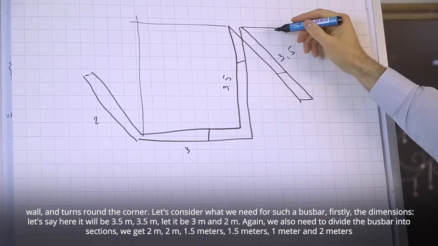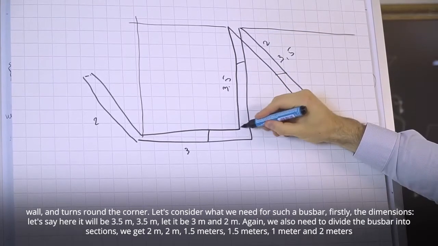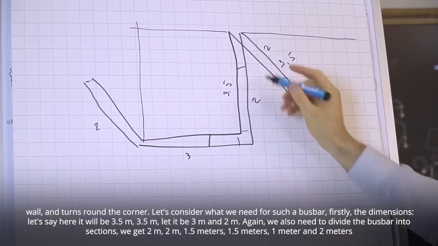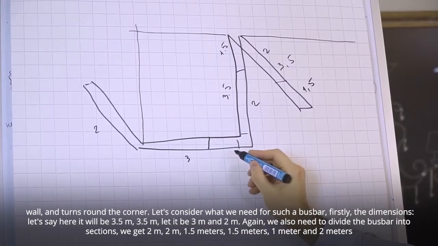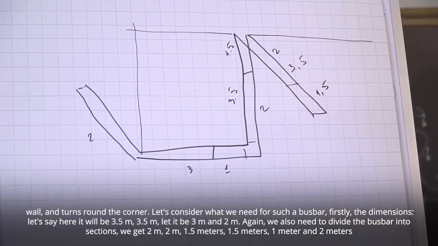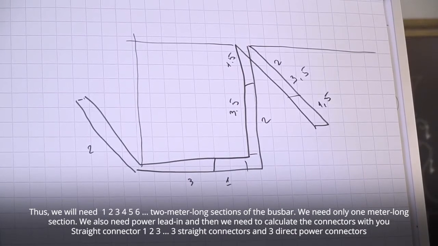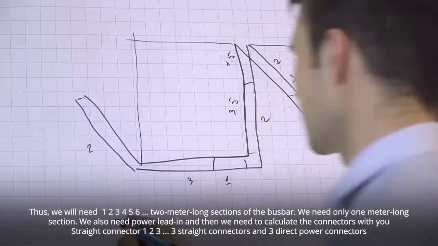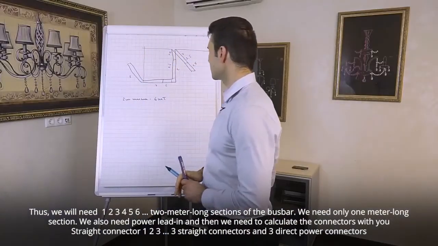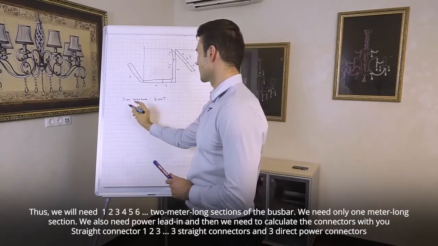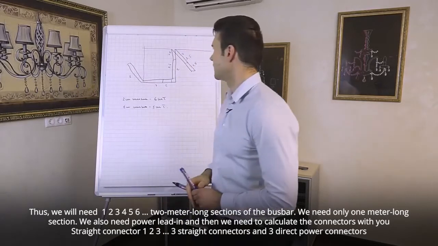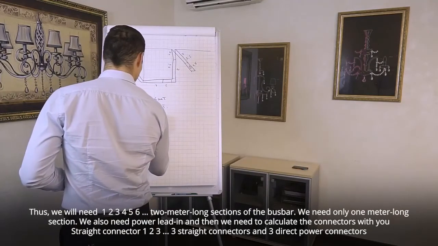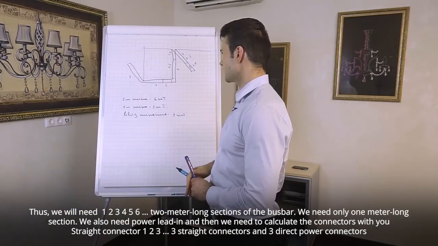Again, we also need to divide the bus bar into sections. We get 2 meters, 2 meters, 1.5 meters, 1.5 meters, 1 meter and 2 meters. Thus, we will need 1, 2, 3, 4, 5, 6, and we need only 1 meter long section. We also need power lead-in, and then we need to calculate the connectors with you.